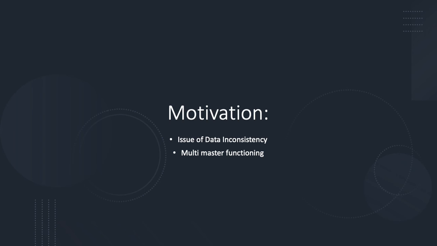Motivation. When it comes to multi-master replication, data inconsistency is by far the most common reason for its failure. In addition, it is of the utmost importance to ensure that multi-master systems continue to function appropriately and normally despite a wide range of unforeseen problems or Byzantine faults. This is essential to ensure that multi-master systems continue to function appropriately and normally.